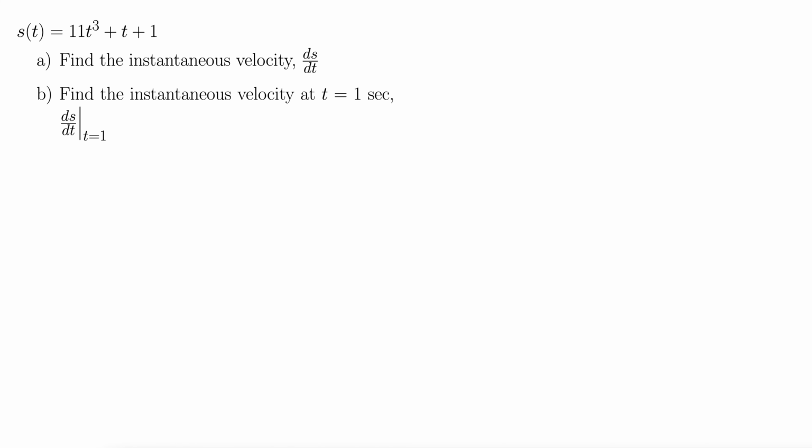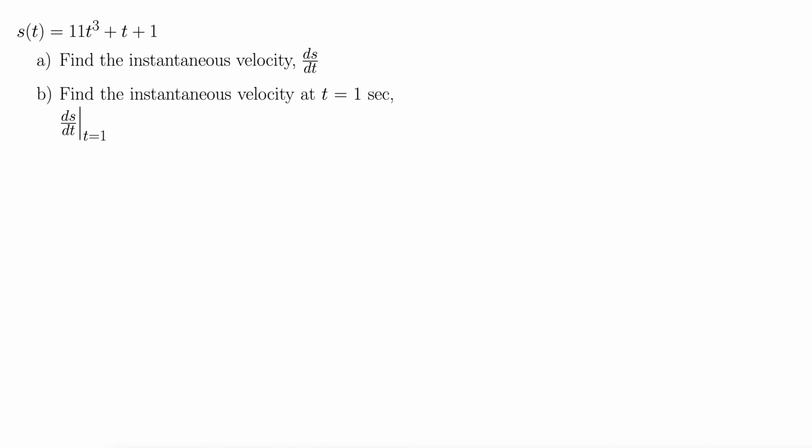Here's one for you to try. We are given the position of some object, s of t equals 11t cubed plus t plus 1, and the goal here is to find the instantaneous velocity, which we'll call ds dt, and then evaluate that instantaneous velocity function at t equals 1 second.